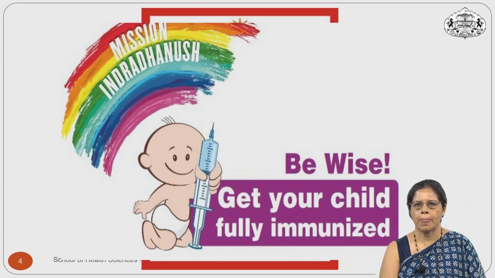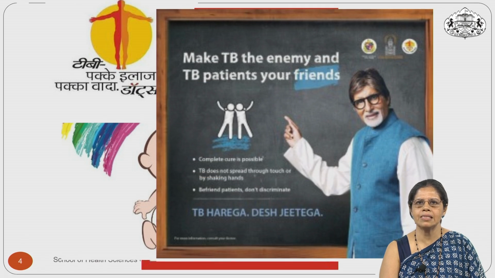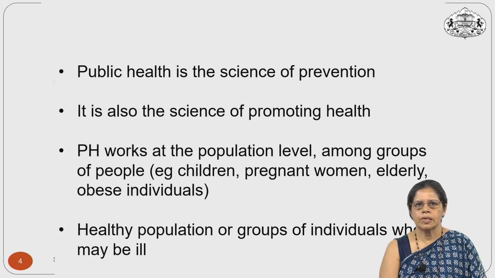I will give you one more example, and that is of TB control, and I am sure you have seen these advertisements on television frequently. The underlying message here is that public health is the science of prevention. For example, we talked about preventing maternal deaths, child deaths, tuberculosis. It is also the science of promoting health. For example, a vaccinated child has fewer illness episodes and is healthy.